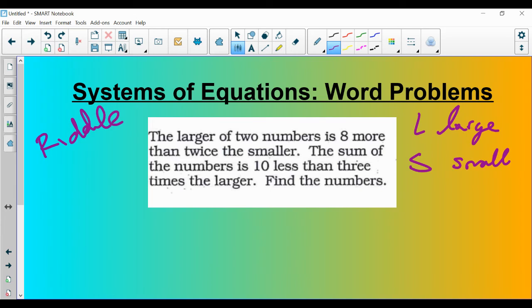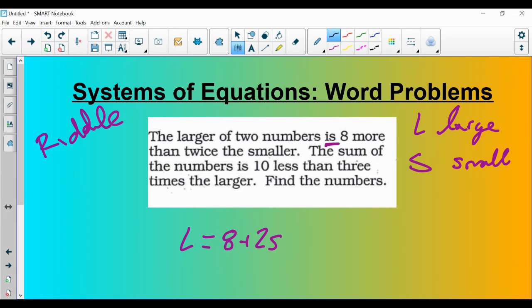So what this problem states is that the larger of the two numbers is, I want you to think of an equal sign. So the larger of the two numbers is: larger number equals. And then I'm going to go on to the other side of the equal sign, 8 more than twice the smaller. So we could say 8 plus 2 times the smaller number, or you could also have written 2s plus 8, right? If you rearrange that, that would be this first sentence.